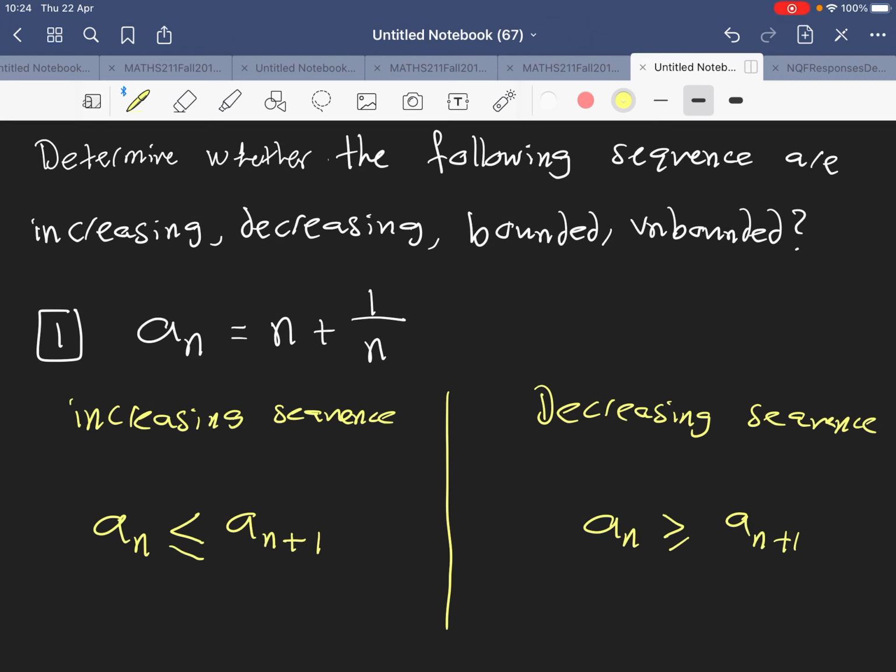So just be careful of our sign here, this one and this one. Just be careful of the direction. So a_n is getting larger or smaller. This is decreasing and increasing.